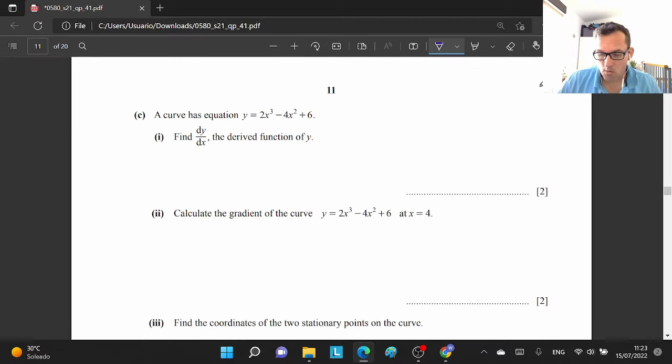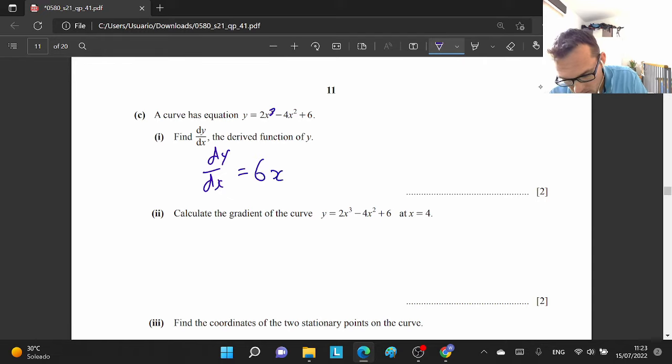Question 7c, part 1, differentiation. Here we go. A curve has an equation of 2x cubed minus 4x squared plus 6. Find the derived function. So it would look like this. Deriving a function, we multiply the index, in this case 3, with the coefficient in front. So 3 times 2 is 6. And then you subtract 1 from that 3, you get 2.